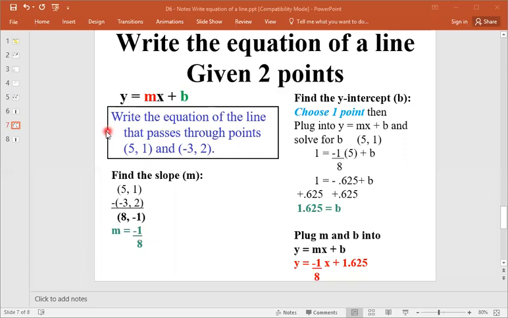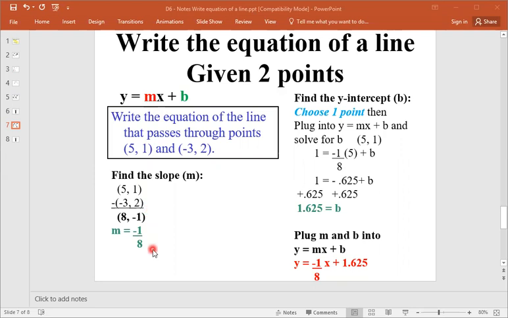Here is our example. Write the equation of the line that passes through the points (5, 1) and (-3, 2). Now notice they did not give us a slope m, so we need to go find that slope.